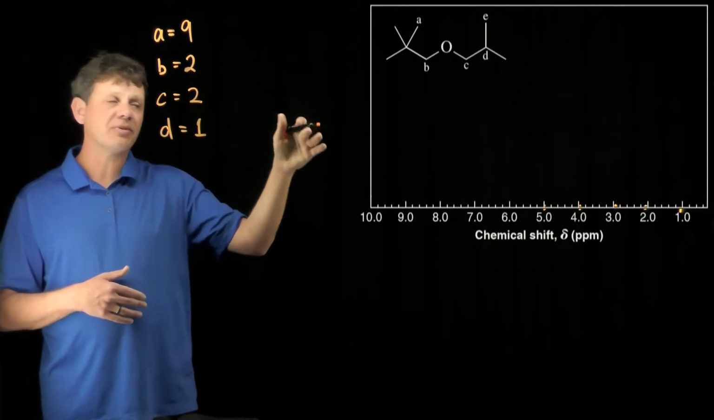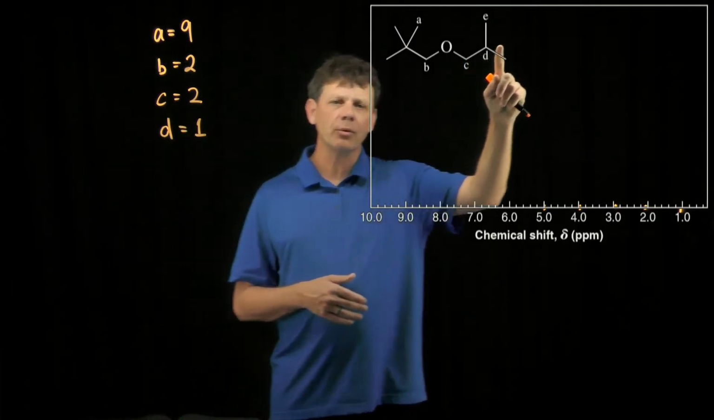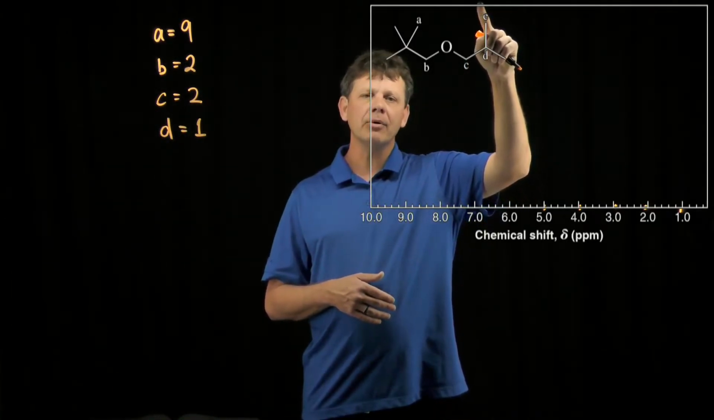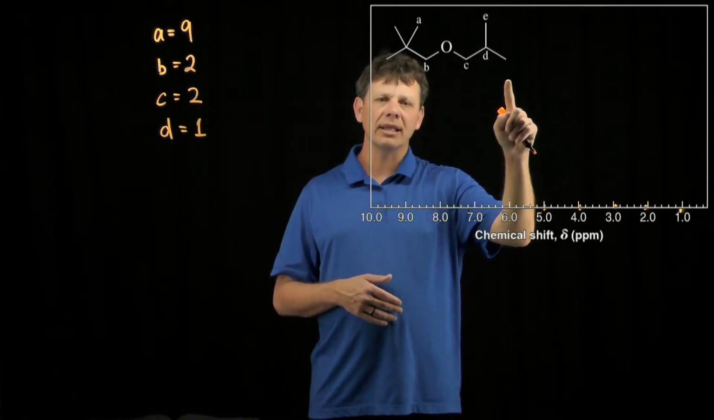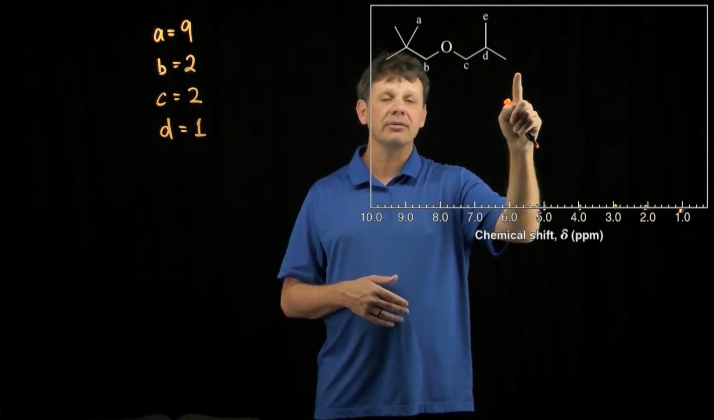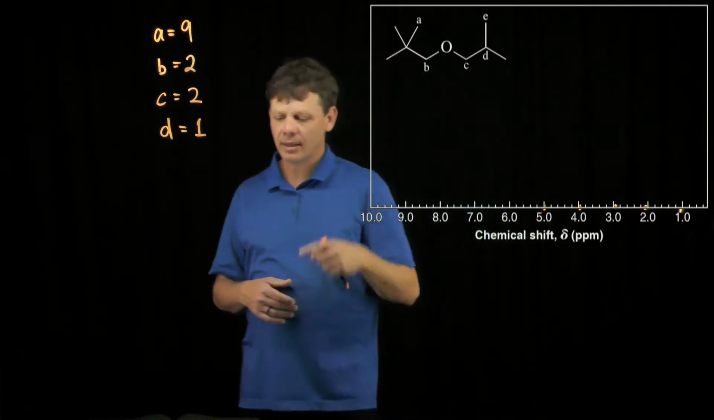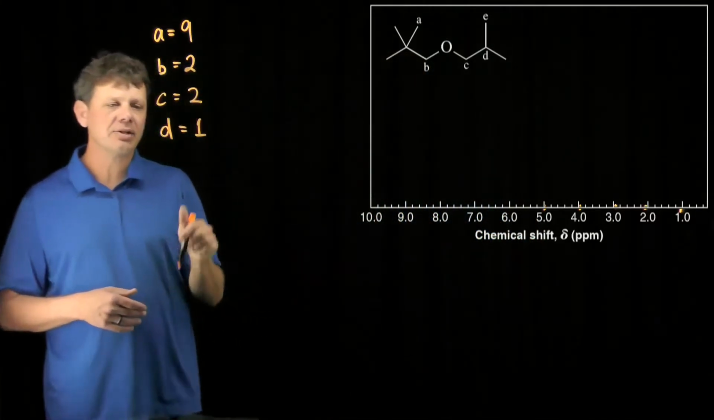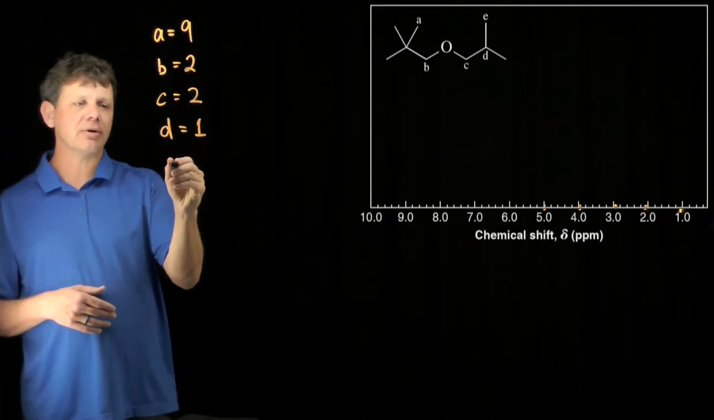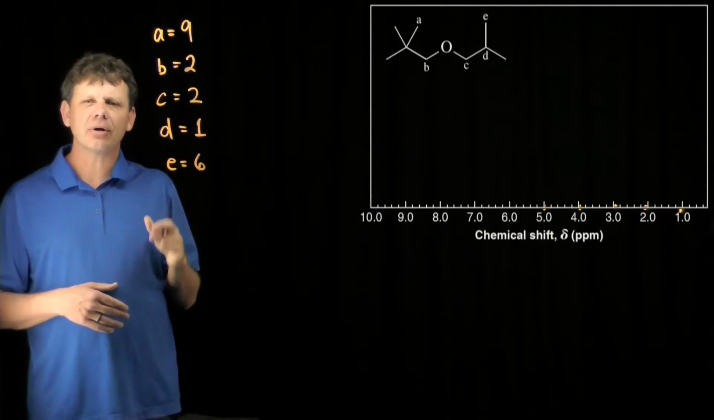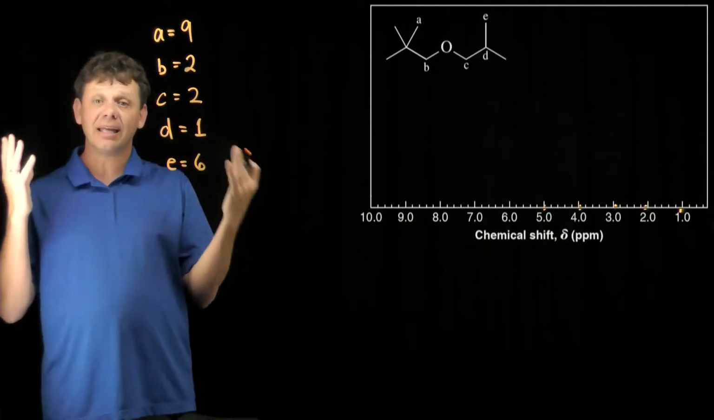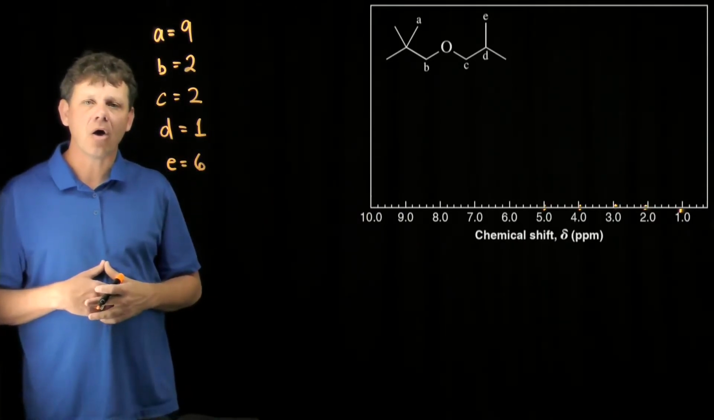And then the 2 methyl groups at E are equivalent. Right now we've only got this one up here labeled as E, but this methyl group down here is equivalent. I really messed up pointing. This methyl group is equivalent based on free rotation. So E should integrate to 6. Later on, we'll talk about the multiplicity and the chemical shift and all of that.